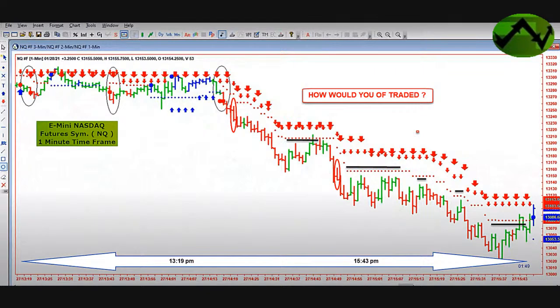1, 2, 3. Looking for those stair steps again. It looks like stair steps, like you're walking down the stairs. That's what I'm looking for. That's the ideal entry point.